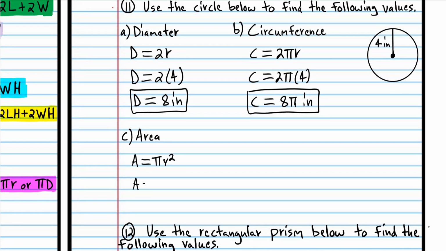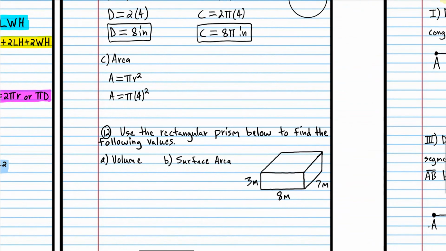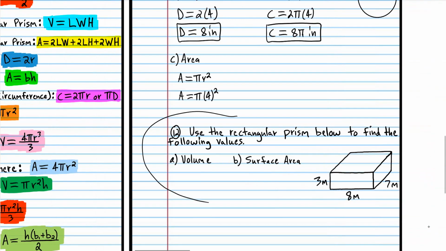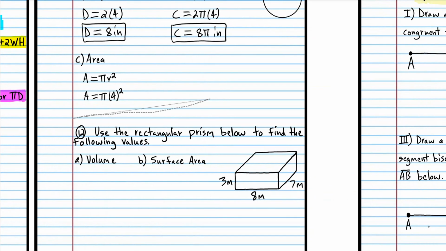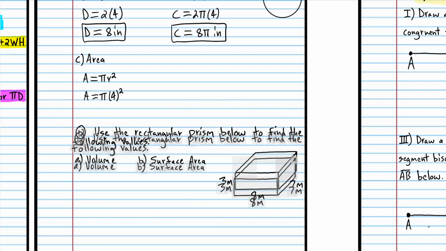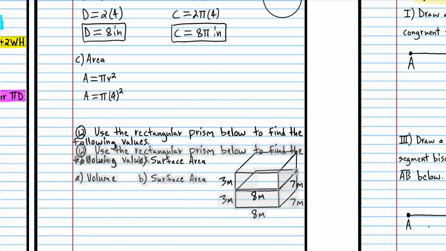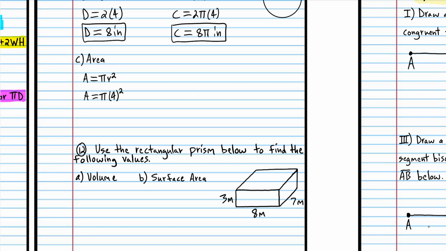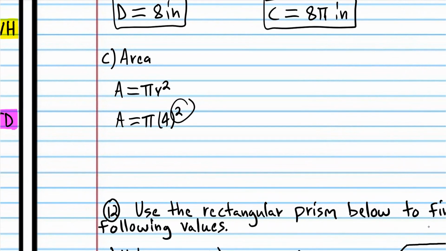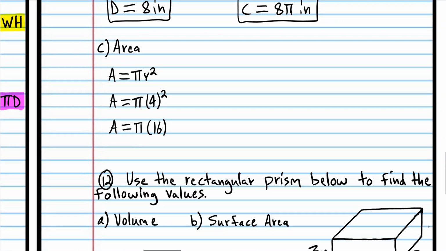And the radius is 4 inches. Now it's very important that we follow the order of operations. Remember, PEMDAS tells us to worry about the exponents first. So we're going to raise 4 to the second power. Pi is not part of the exponent, so pi just stays out in front. 4 to the second power is 16. 4 times 4 is 16.